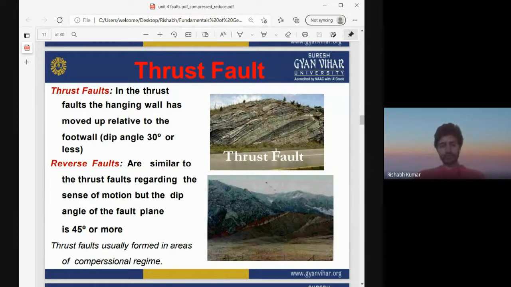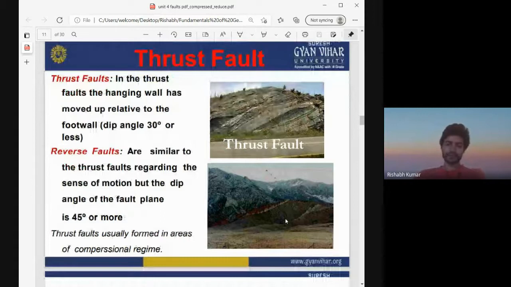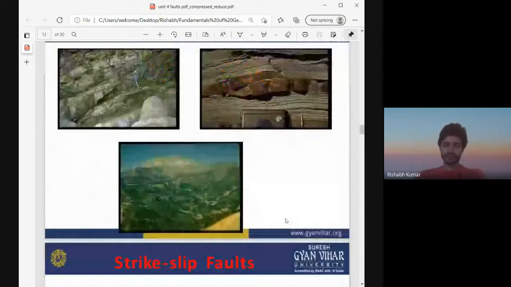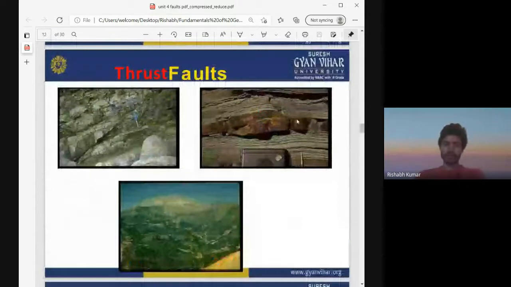So this is your thrust fault. You can see that dip angle is very low, very small dip angle, 30 or less than 30. So it will be closer to horizontal, right? Not exactly horizontal, but closer to horizontal, 30 degree or less than 30. And reverse fault, in this case, your fault plane will have angle greater than 45 or more. Okay, will have angle 45 degree or more. So these you can see are the example of a thrust fault.